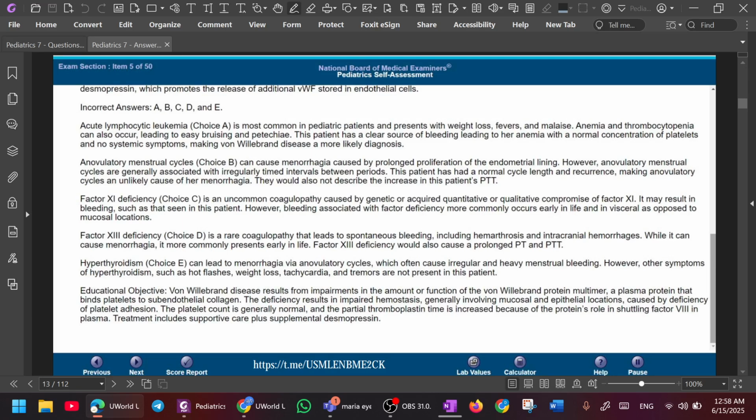Factor 11 deficiency is an uncommon coagulopathy caused by genetic or acquired quantitative or qualitative compromise of factor 11. It may result in bleeding, such as seen in this patient. However, bleeding associated with factor deficiency more commonly occurs early in life and is visceral as opposed to mucosal. Factor 13 deficiency is a rare coagulopathy that leads to spontaneous bleeding, including hemarthrosis and intracranial hemorrhage. While it can cause menorrhagia, it more commonly presents early in life. Factor 13 deficiency will also cause a prolonged PT and PTT.